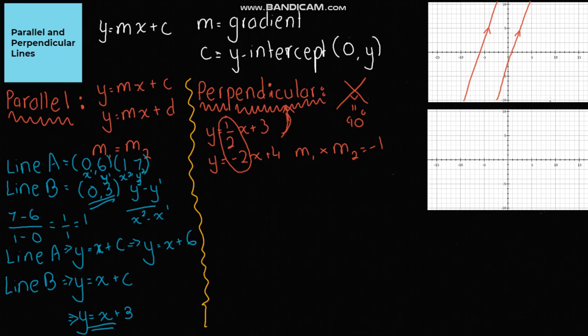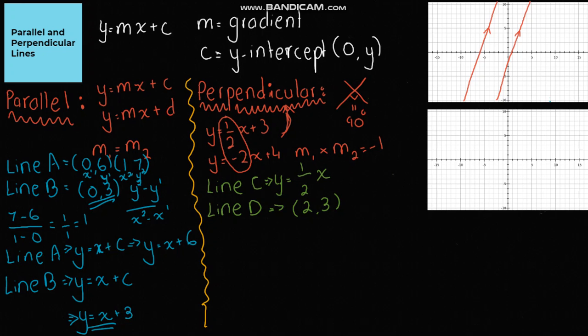Okay, so perpendicular. Let's say you have a line, let's call it line C. The equation of line C is y is equal to half x. Line D lies on one of the points, which is (2, 3). Line C and line D are perpendicular. Find the equation of line D.